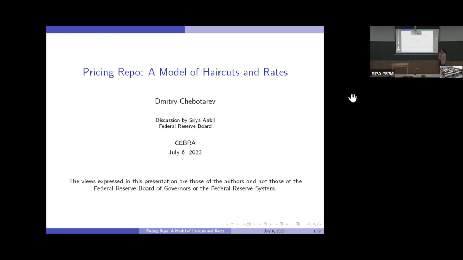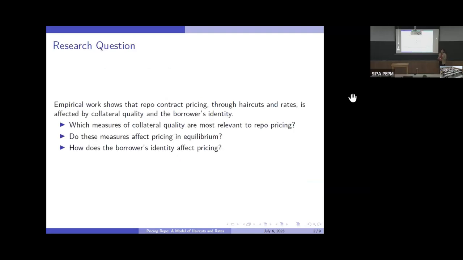Dmitry already did a great job explaining the model, so I'm only going to briefly go over the research question and main findings of the model. The research question is actually threefold. There's a lot of empirical work on repo market pricing, and in that empirical work, people look at the haircut and interest rate. It's really hard to disentangle what's driving the haircut versus the interest rate because there are a lot of moving parts, right? The borrower identity, the lender identity, these things are collateralized, so we have the collateral quality coming into play. And so Dmitry has this very nice, simple model, but I actually think it's quite a rich model, that tries to answer these three questions.